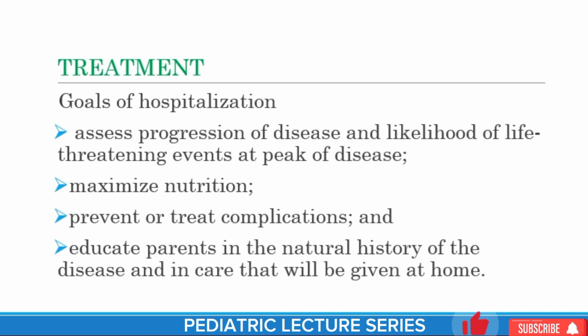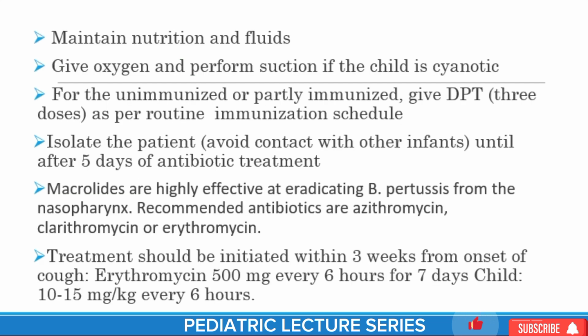Treatment goals here: you have to assess the progress of the disease and likelihood of life-threatening events at the peak of the disease. Then maximize nutrition, prevent or treat complications, and educate parents on the natural history of the disease and the care that will be given at home. Remember, it's contagious. There's going to be need for isolation. That's why you have to educate these parents. Majorly, under treatment you should maintain fluids and nutrition, give oxygen and perform suction if the child is cyanotic, or just to clear the secretions from the mouth to facilitate air entry.